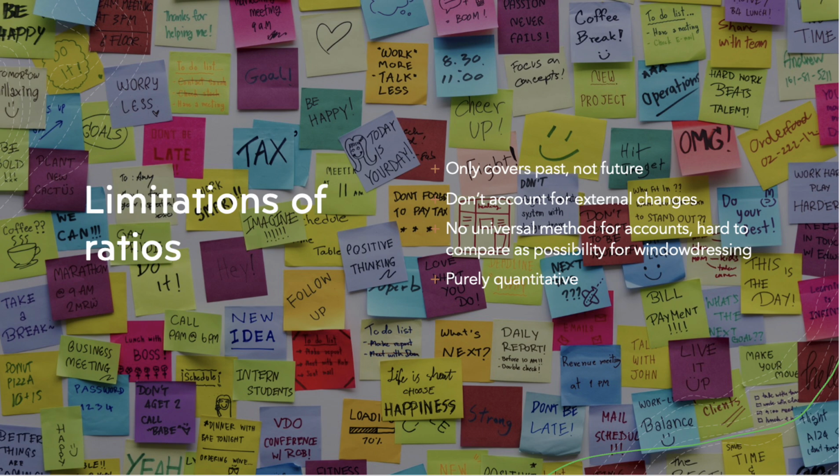Whereas the limitations are that it only covers certain time periods, not present or future indicators, only the past. It doesn't account for external changes in the economy, and with no universal method for accounts, it is hard to compare. Because some businesses might be window dressing. This means that they alter their final accounts and they might be putting fake values out there. As well as that, it's purely quantitative. You're not doing a qualitative analysis. You don't know whether a business is just growing and what the situation might actually be around it.